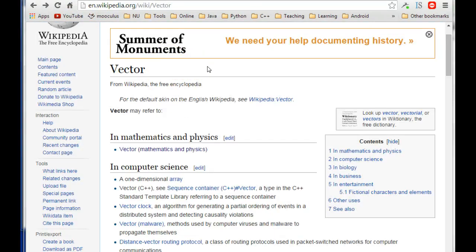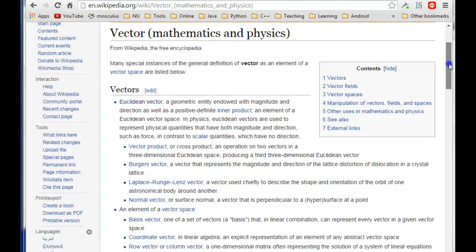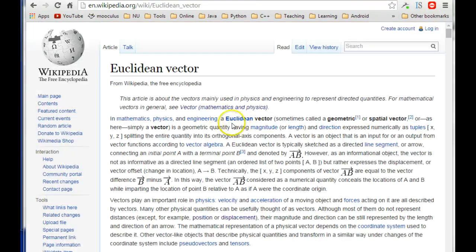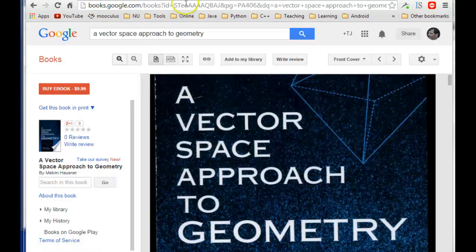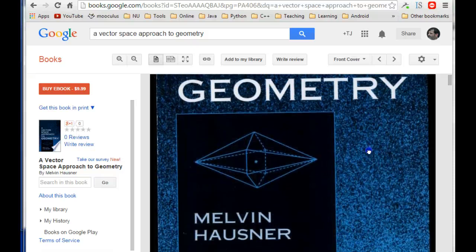For most of the course, we'll mostly be referring to this math and physics guy. We won't be talking about the physics end because we're focused more on geometry than physics, but it's a very important concept in physics too. And we'll be talking about the Euclidean vector. I'm going to give a definition of vector that I like from this book, A Vector Space Approach to Geometry by Melvin Hausner.